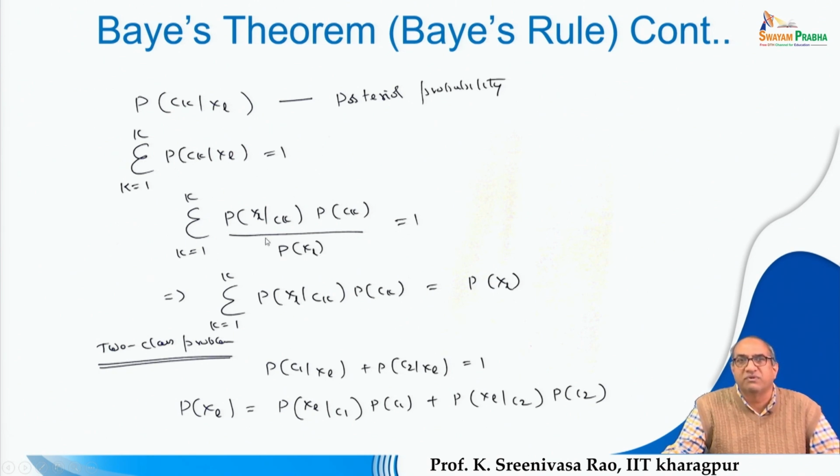Then if you substitute this using Bayes' rule on the right-hand side, we have the class conditional density, the prior probability, and the unconditional probability. This equals 1, and by rearranging, the denominator can be brought to this side. That way we can estimate the unconditional probability, that means the probability of a feature vector x can be estimated based on this.